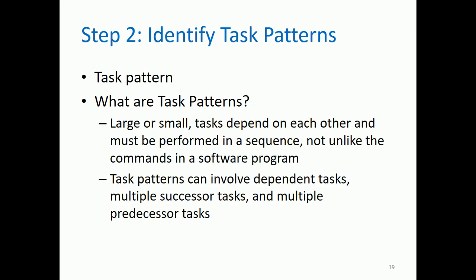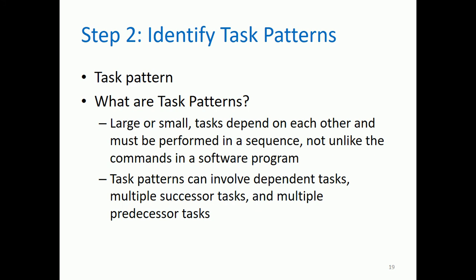Okay, we have already finished with step 1. So next we have step 2. Identify tasks, task patterns. So we have many types of task patterns. So what are task patterns? These are large or small tasks that depend on each other and must be performed in a sequence, not unlike the commands in a software program. So task patterns can involve dependent tasks. So dependent task means task B will not start if task A is not yet finished. So task B is dependent to task A.